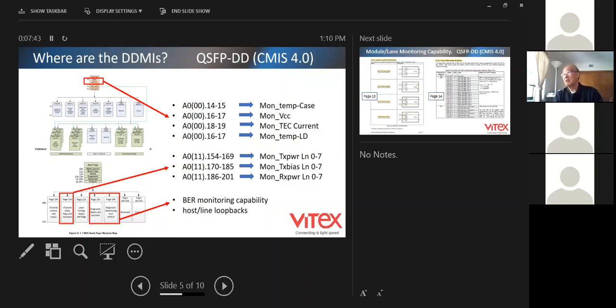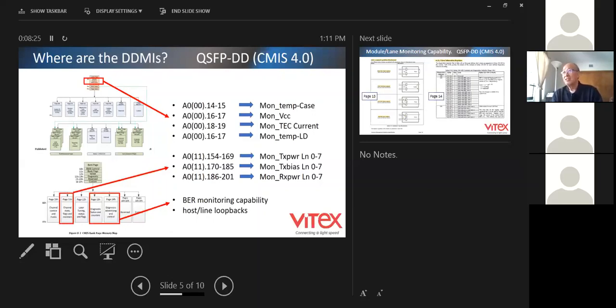So the first, the monitor, you can see the case temperature, VCC, and/or Tx current, and/or laser temperature is in the first page, the lower memory. So now the last 2 parameters, like the Tx current and laser temperature, are optional. I see this from some vendors' tables. Some of them display it, some of them don't. So it is still not a must-have parameter. But the first 2, the temperature of the case and the VCC, are required.